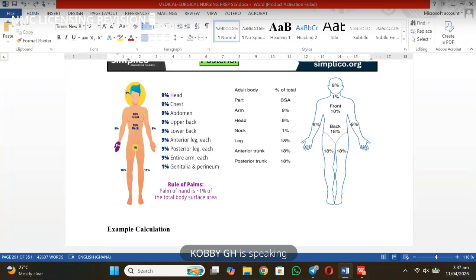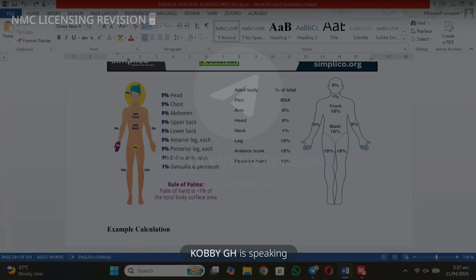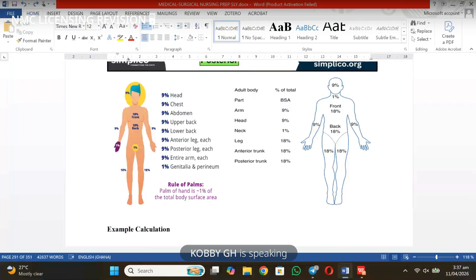If the examiner says leg, you use the two legs. You only use one leg when the examiner says the right leg, then you use the right alone. If the examiner says the left leg, you use the left alone. But if the examiner says leg, you use the two legs. If the examiner says arm, you use the two arms. But when he says right arm, you use only the right arm. When he says left arm, you use only the left arm. Is that okay? Yeah. So that's how simple the Wallace rule of 9 calculation is.